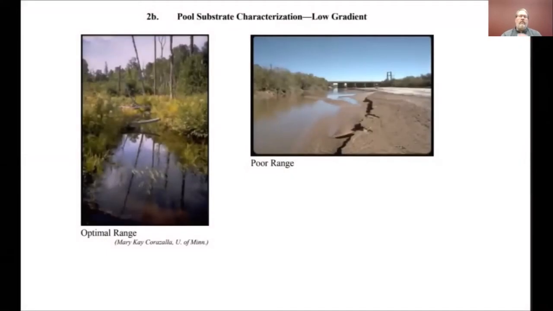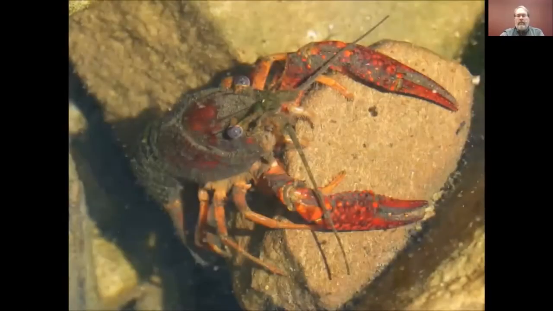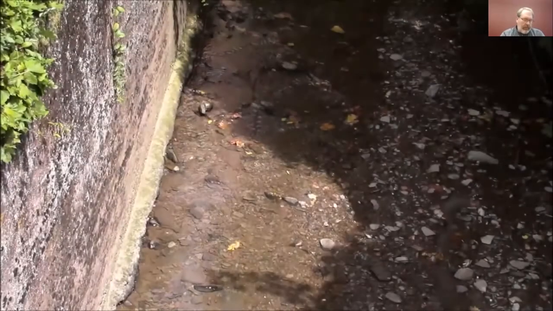Now let's talk about pool substrate characterization. Pool substrate characterization refers to the composition of the stream bed in deep, slow-moving pools. An ideal stream bed is composed of rocky bottoms where organisms can live and some aquatic plant life, rather than just mud and silt. The urban stream has no plant life present.